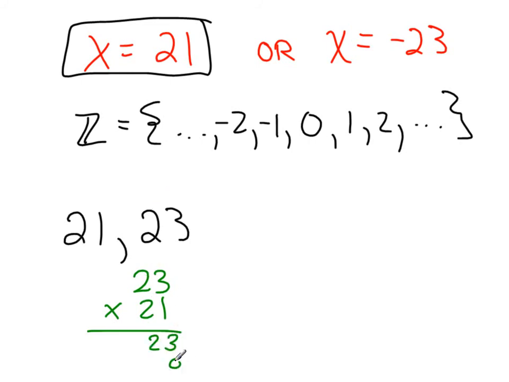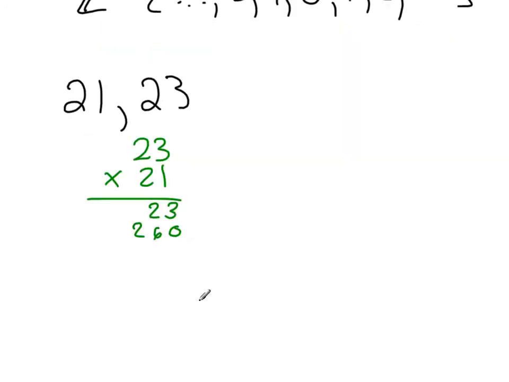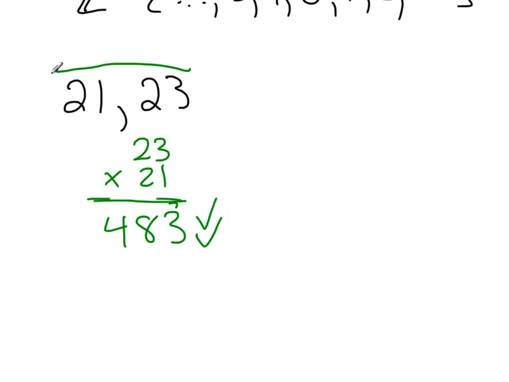I'm going to go ahead and do it long ways for old time's sake. I always miss multiplying. Oh, that just deleted everything. We get 483 if you go ahead and do it correctly. So this does work. So here's one solution.